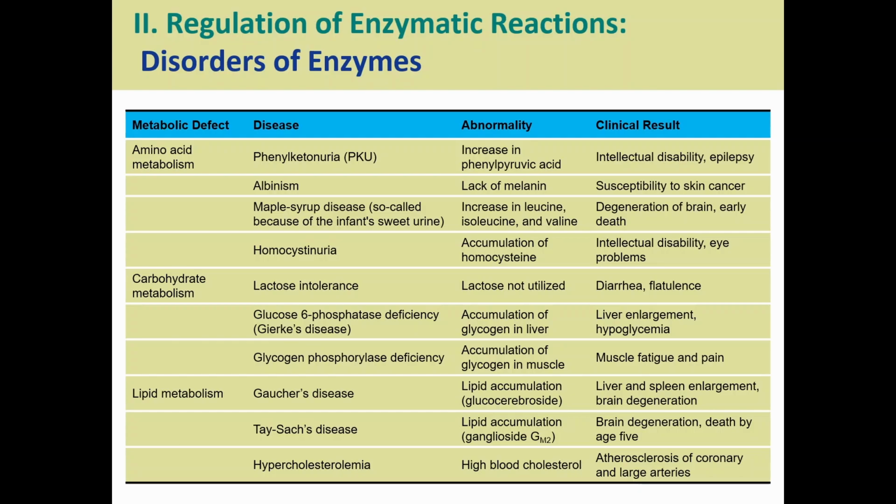Glycogen phosphorylase deficiency, again, this is another accumulation of glycogen but in the muscles, and so this would cause muscle fatigue and pain. With the lipids, we have Gaucher's disease. This is going to be a lipid accumulation. So the liver and the spleen enlarge, and the brain will degenerate. Tay-Sachs disease is another lipid accumulation disease. It's a different lipid, but this causes brain degeneration, and usually death occurs by age 5.